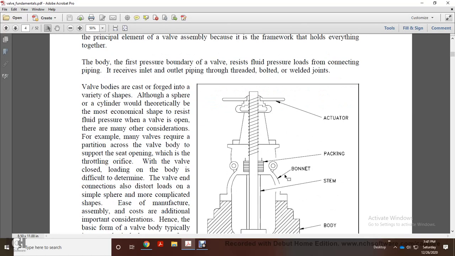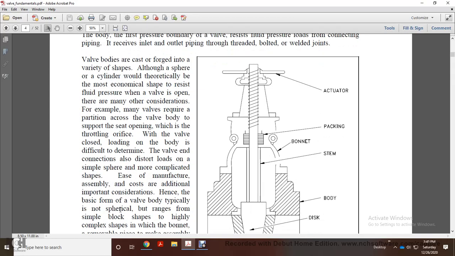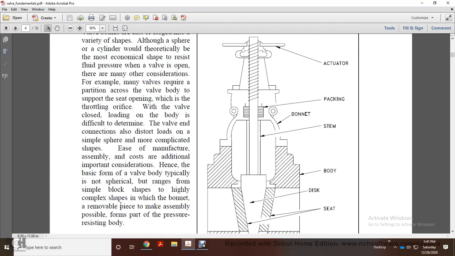Valve bodies are cast or forged into a variety of shapes, although a sphere or cylinder would theoretically be the most economical shape to resist fluid pressure when the valve is open. There are many other considerations. For example, many valves require a partition across the valve body, supporting the seat opening, which is the throttling orifice. With the valve closed, the loading on the body is difficult to determine. The valve end connection also distorts the load with a single stem of shear. More complicated shapes, ease of manufacture, assembly, and cost are additional important considerations.